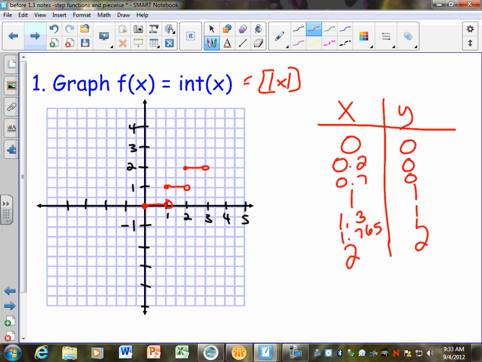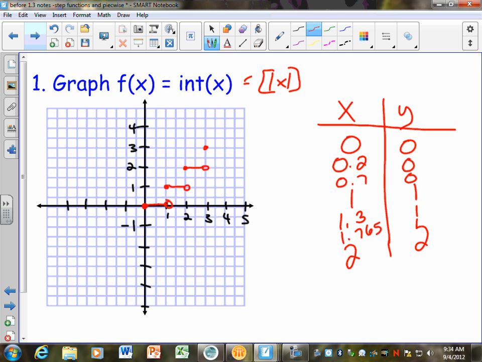Here's a nice thing. It's always a pattern. Once you get a couple steps, could you tell me where the next closed circle is going to be? 3, 3. You see how the closed circles are all in a lovely little line? You see how the open circles are like that. And so that's why I say it's kind of like a pattern. Once you do a couple steps, just fill your graph in.